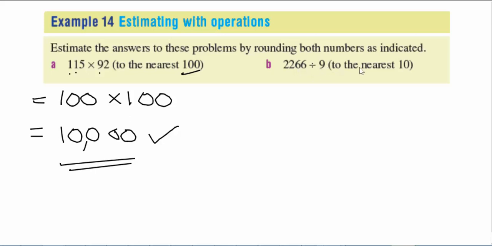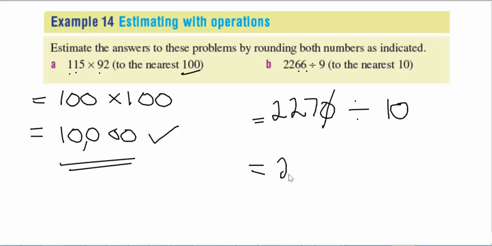2,266 divided by 9 to the nearest 10. So I've got to do this guy to the nearest 10. So there's my place value of 10s in there. So it's 2,200. Look at my next value, which is a 6, so I've got to round that up to a 7. So 2,270 divided by, that's a 9, so it's got to be a 10. Alright, again, when we're dividing, I can get rid of the 0. At the moment, I will add it back on at the end. So 227 divided by 10, very easy.